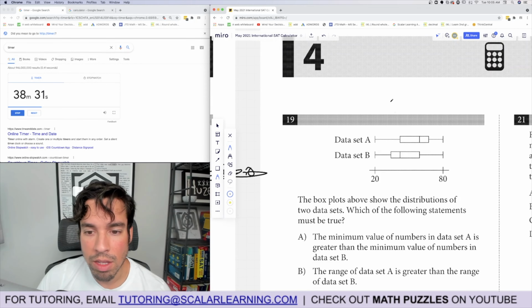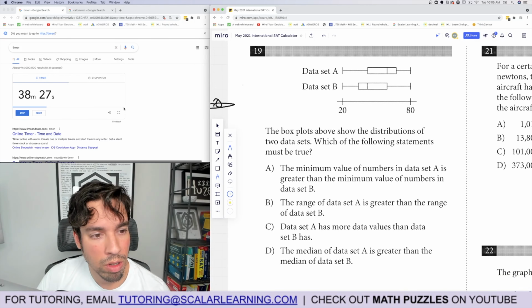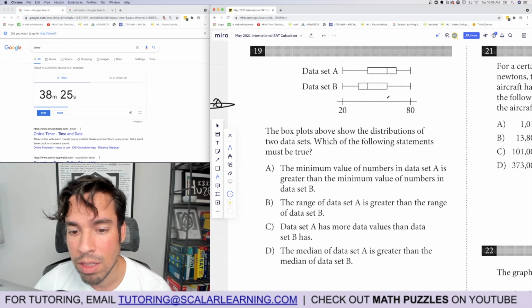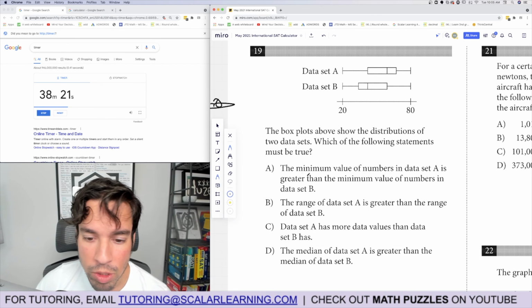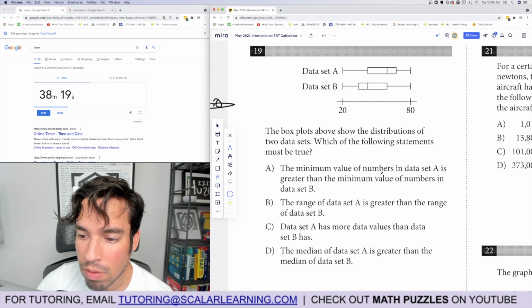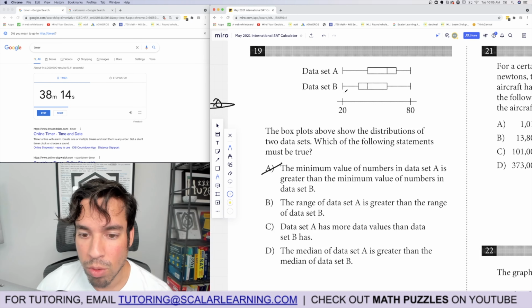Look at this, another box and whisker plot. I've been telling you guys, I've been seeing these more and more and more, and now it's on this one as well. The box plots above show the distribution of 2 data sets. Which of the following statements must be true? The minimum value of numbers in data set A is wrong. The minimums are both 20.